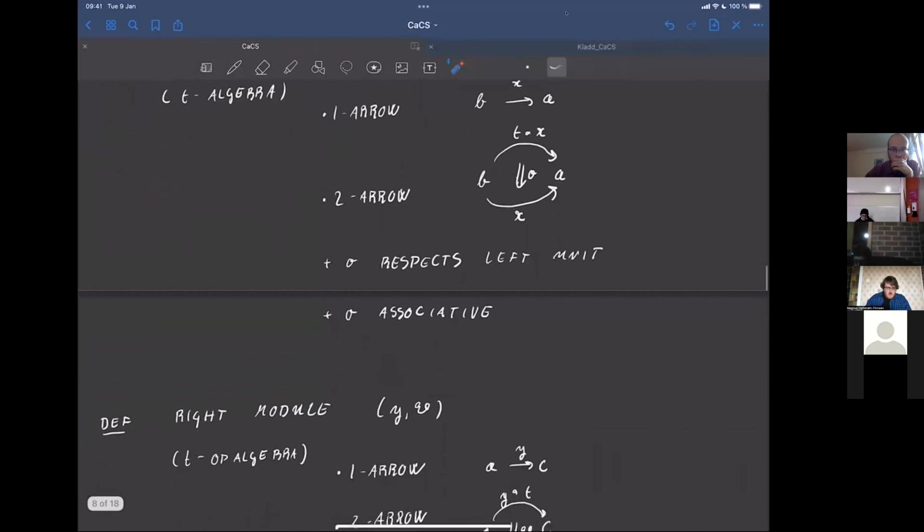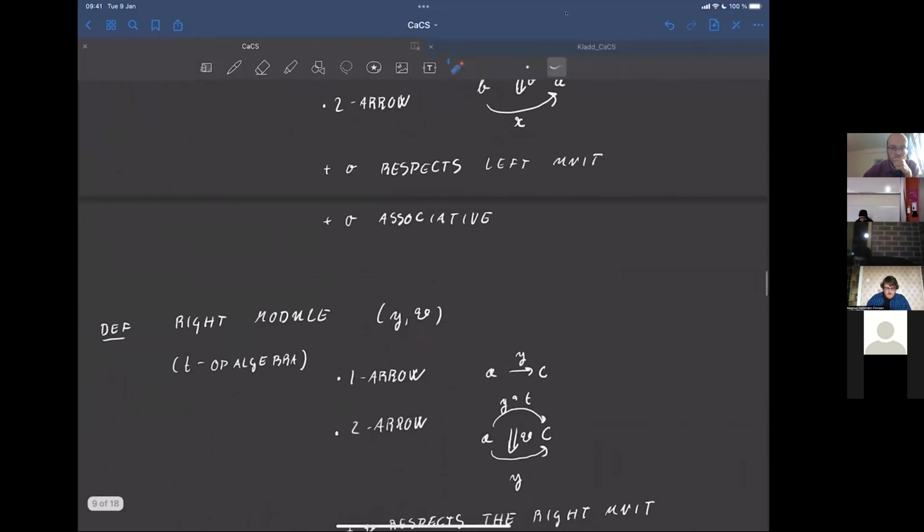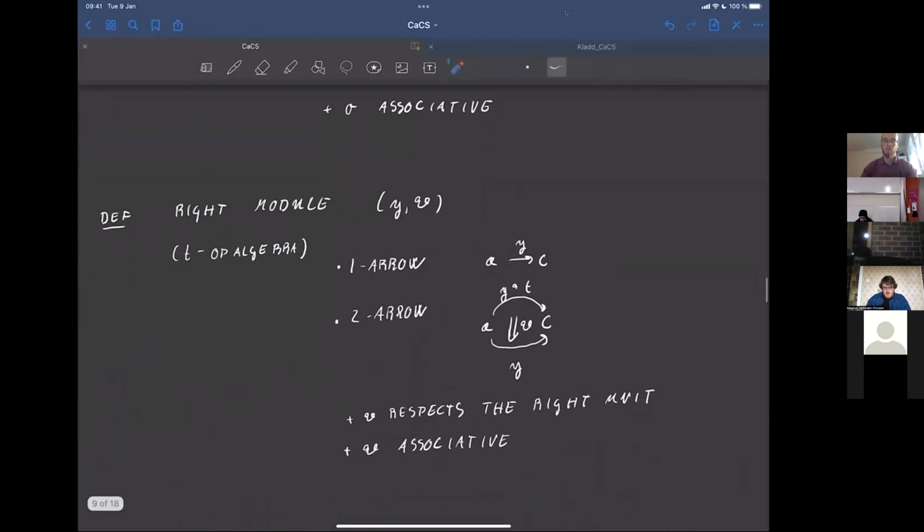And similar for the right module. So now I have an arrow Y on the right side of T, and then I have this action or relation omega, a two arrow that associates T composed with Y into Y itself. So it also respects the right unit and it's associative, the same thing as for left modules.